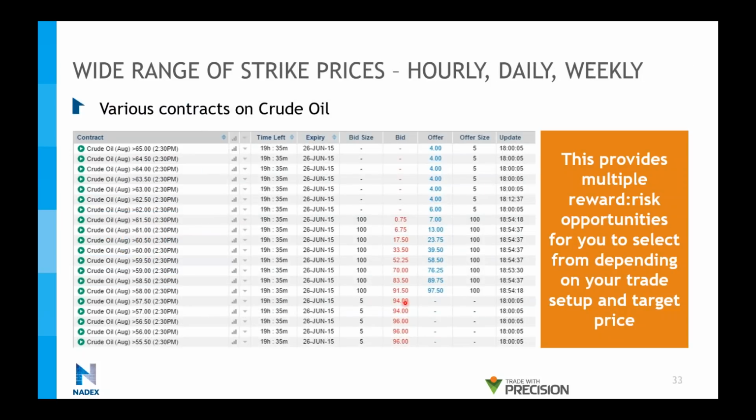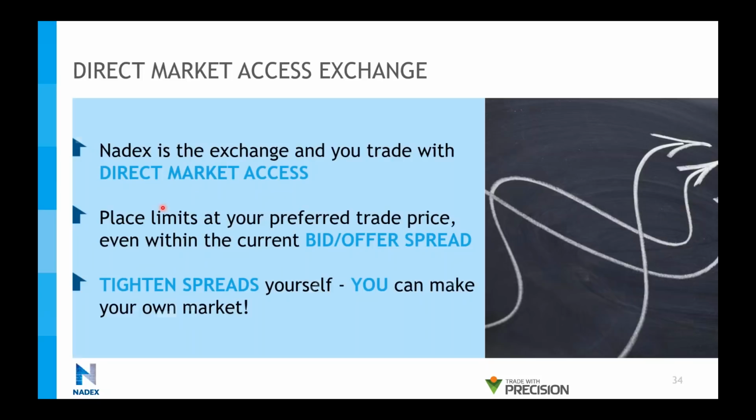So, a wide range of strike prices. We have hourly, daily, and weekly expiration cycles. And here, just as an example for crude oil, you can see in 50-cent steps per barrel the price that you are looking for as a strike price, which makes it easy for you to pick those markets that you like to trade and with the proper strike prices that you want to use.